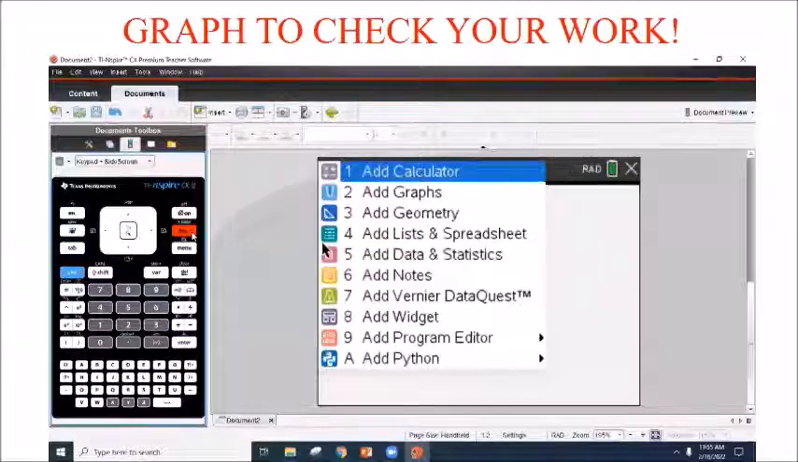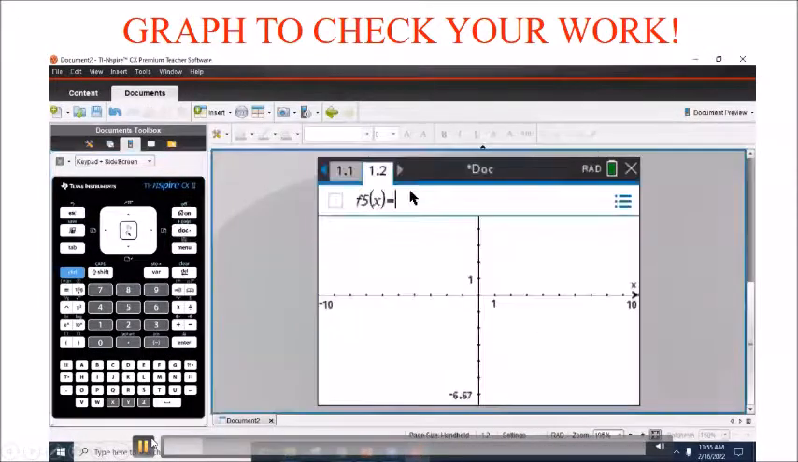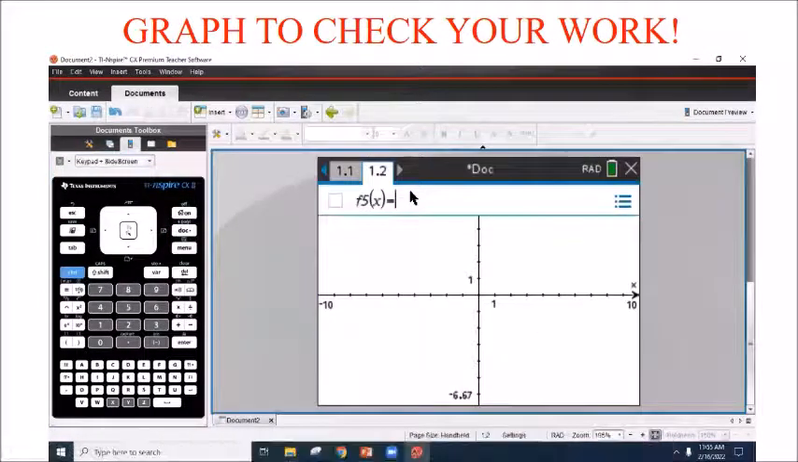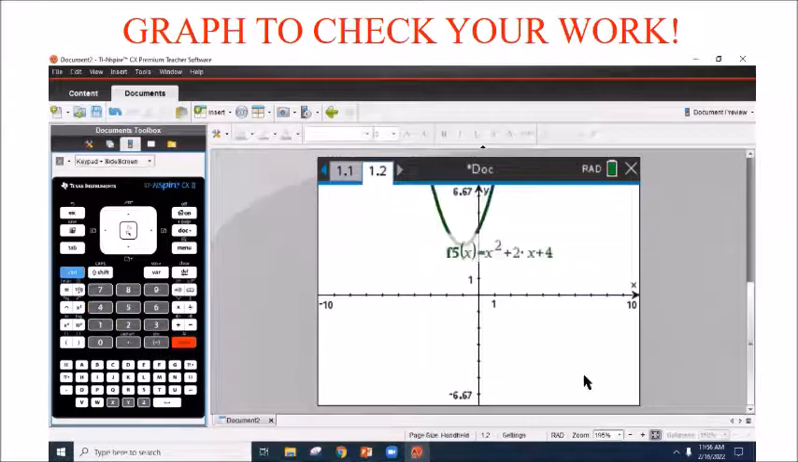To double check yourself on your graph, you would go in and graph your question, x squared plus 2x plus 4. And you notice that that graph is never going to reach the x-axis. If your graph does not cross the x-axis, it does not have a zero.